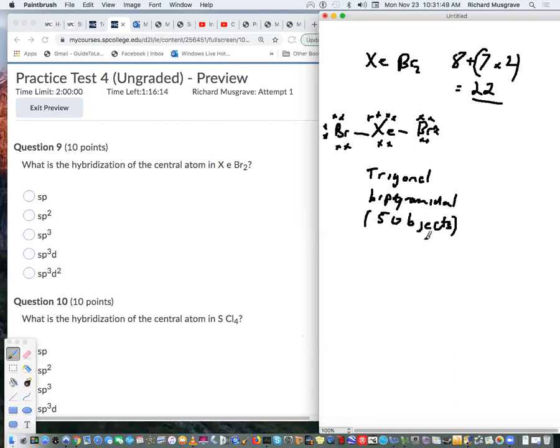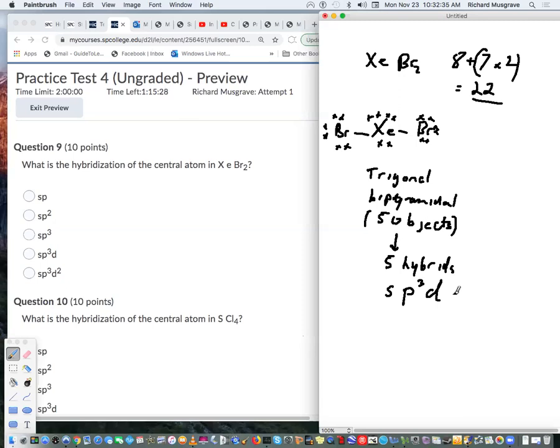Okay. So trigonal bipyramidal for this one, five objects, which means we need five hybrids. So we would need sp3d. Like I said, I'm not going to go into a deep explanation about this. It would take half an hour to explain this whole thing from woe to go. So if you don't know what I'm talking about, you're going to have to go back and take a look at it. All right, does anybody have any other questions about that one?